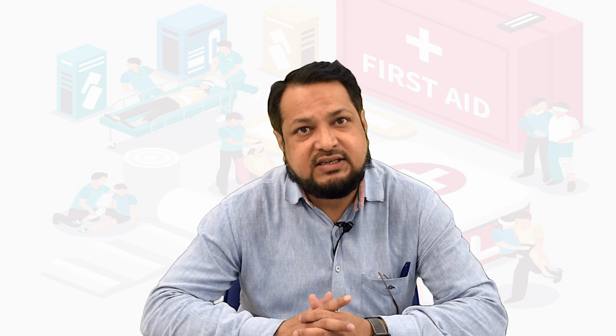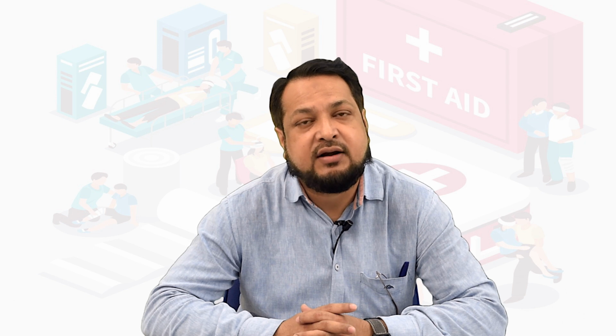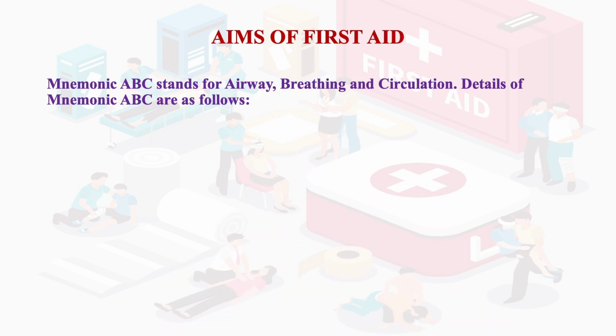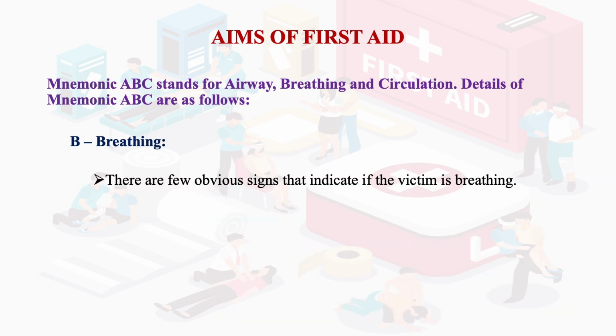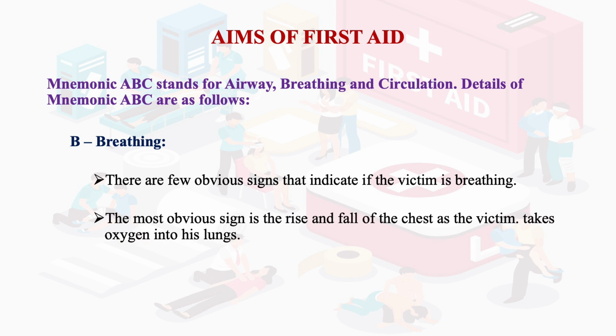ABC is a memory device for first aid providers to remember the proper procedure when examining an unresponsive victim. Mnemonic: ABC stands for airway, breathing, and circulation. So details of mnemonic ABC are as follows. A, that is airway. Check the victim's airway. The correct way to clear an injured person's airway is the head tilt and chin lift maneuver. Breathing. There are a few obvious signs that indicate if the victim is breathing. The most obvious sign is the rise and fall of the chest as the victim takes oxygen into his lungs.